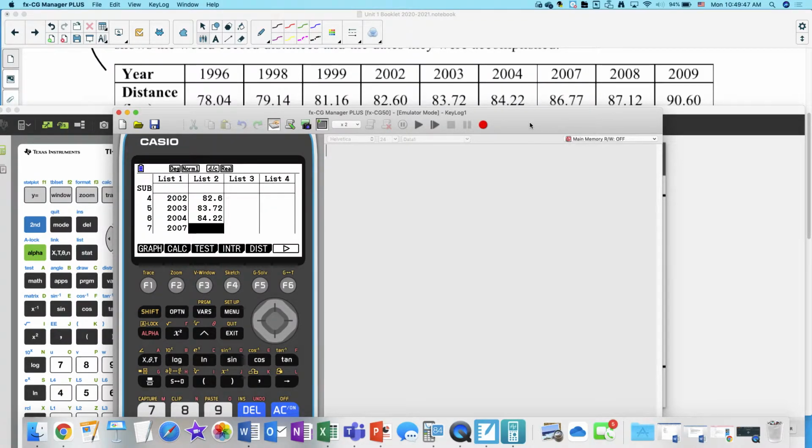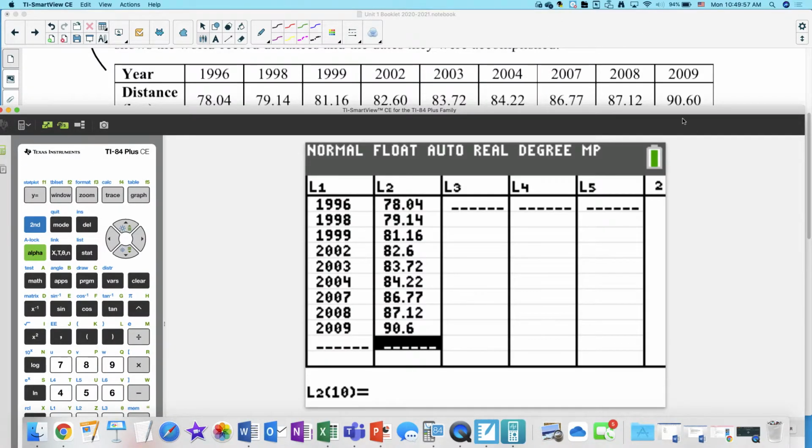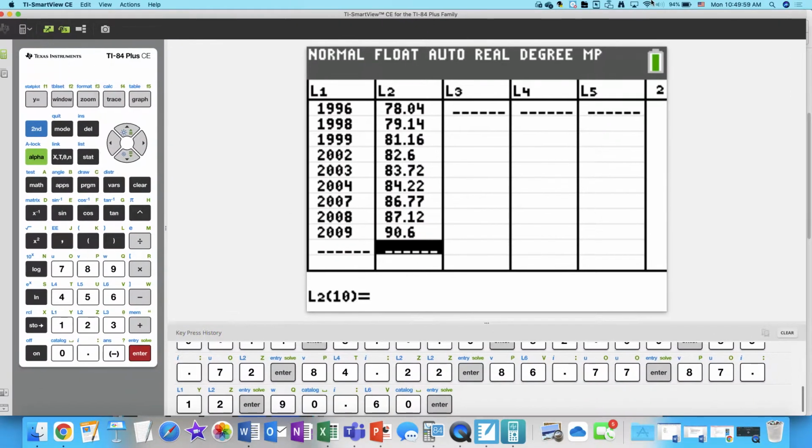Okay? Now, on the TI, you're going to go back to stat. Well, actually, before we do that, forget that. Before we do that, let's say we want to look at this data. So what I want you to do is go to y equals and erase anything that's in there. If you're like me, unless you did your homework, you have the function from Friday.